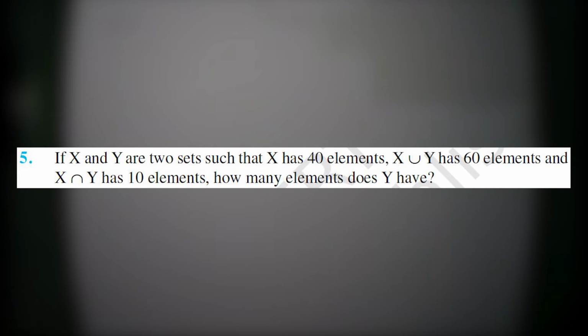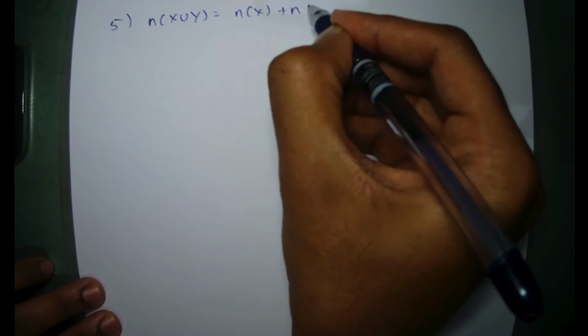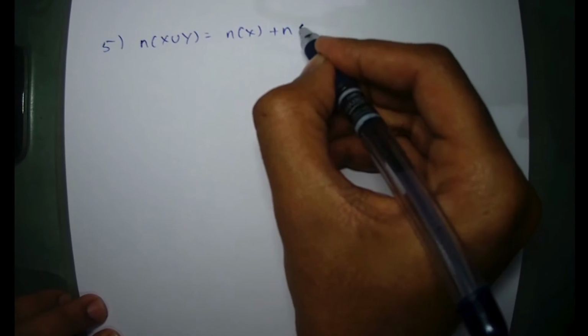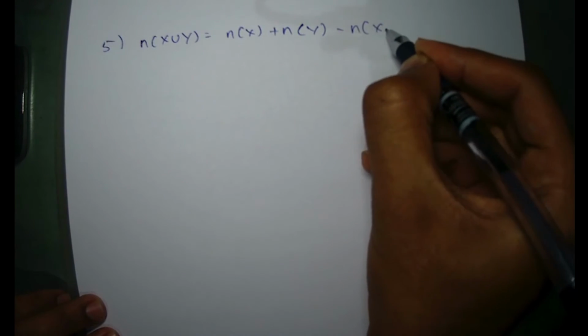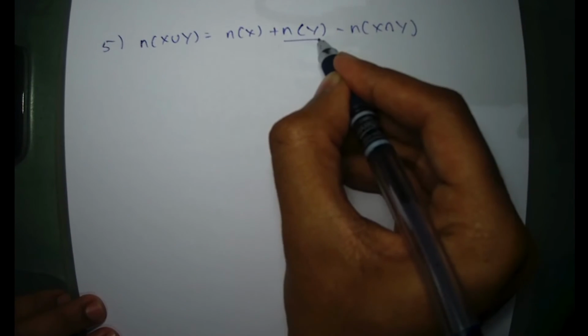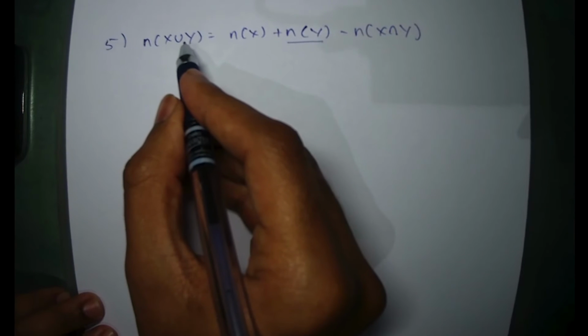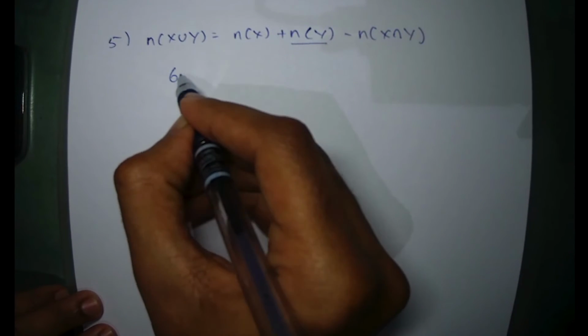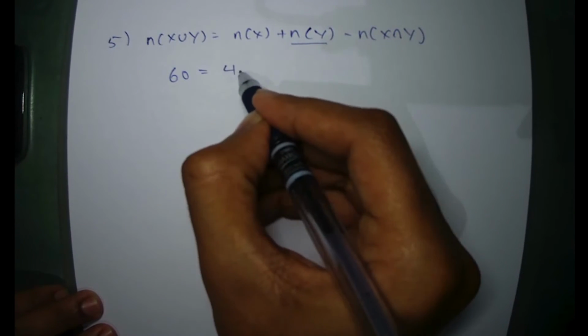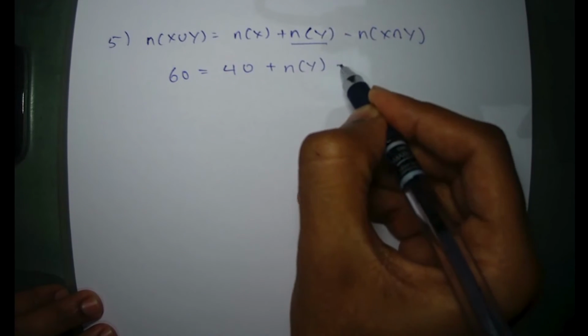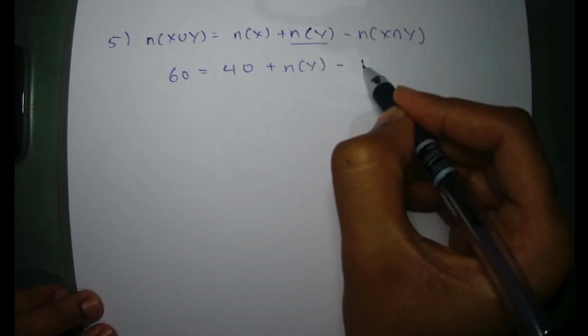If X and Y are two sets such that X has 40 elements, X union Y has 60 elements, and X intersection Y has 10 elements, how many elements does Y have? So we know that n(X union Y) is n(X) plus n(Y) minus n(X intersection Y). In this question n(Y) is not given. So n(X union Y) is given as 60, n(X) is given as 40, we don't know n(Y), and n(X intersection Y) is given as 10.